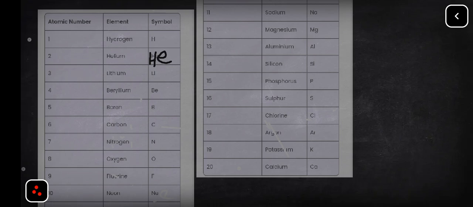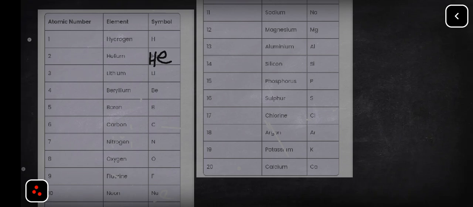Phosphorus is P. The symbol for phosphorus is P. The symbol of sulfur is S. The symbol for chlorine is Cl, denoted by the first letter and the third letter. The symbol is Cl. That of argon is Ar.